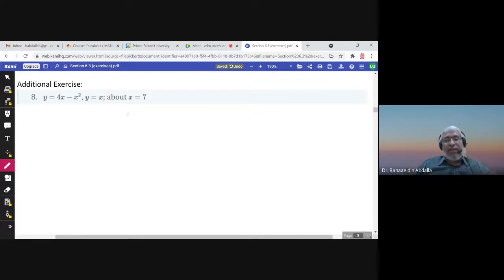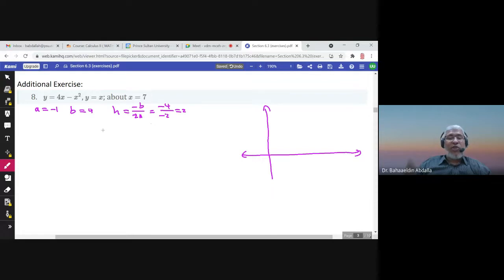Here, about the line x equals 7. This is a parabola, opens downwards because a is negative. A here is -1, b is 4. So h would be negative b over 2a, that's the formula. So it would be -4 over 2 times -1, that's -2. So h is 2. To find k, I replace x by 2 here. So 4 times 2 is 8, minus 2 squared is 4. So it is 4. So the vertex of this parabola is (2, 4).